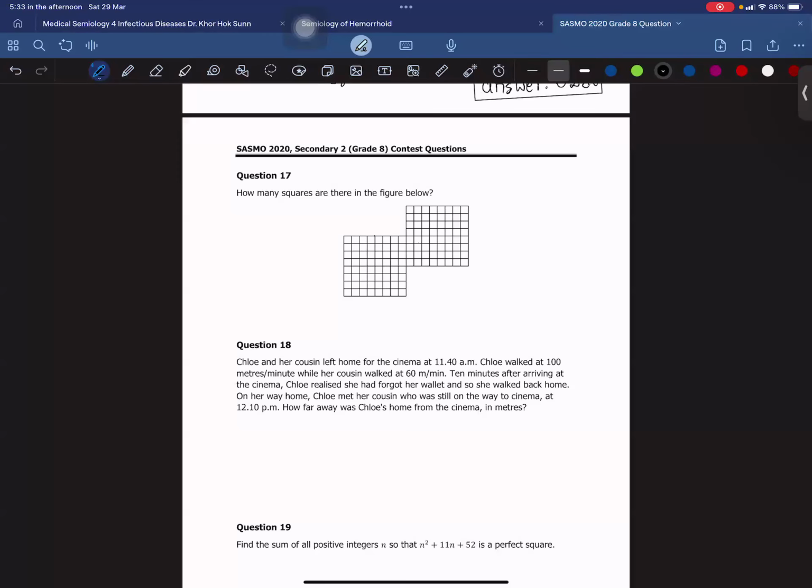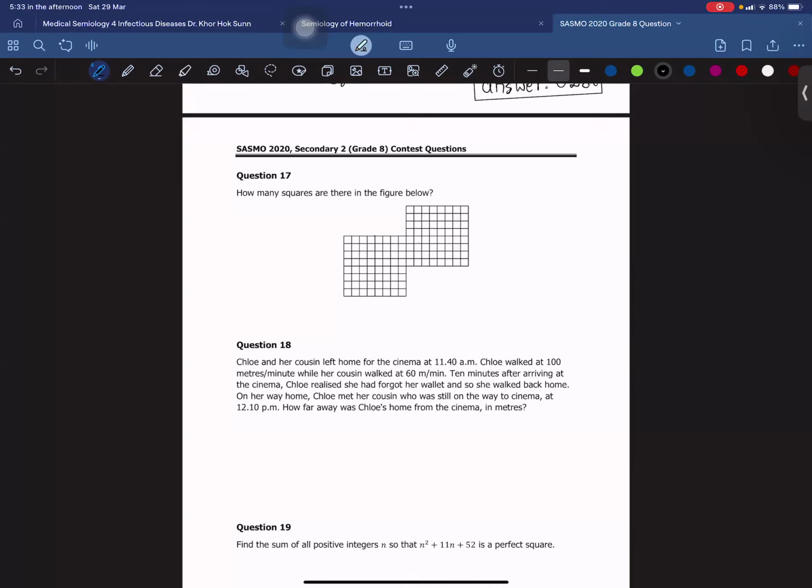Okay, so Panya, can you read the question for me? Number 17. Yeah, the 17 question. How many squares are there in the figure below?